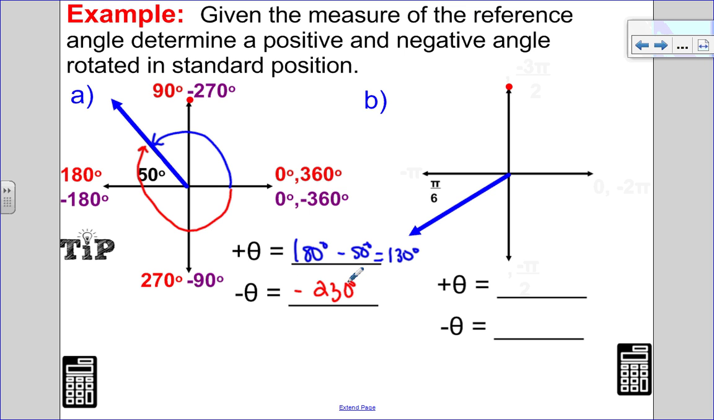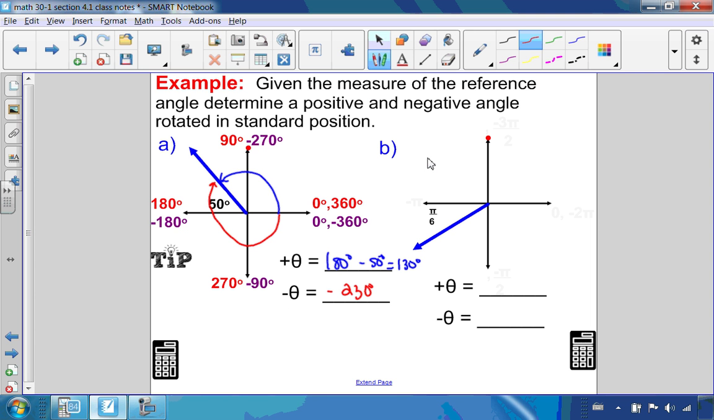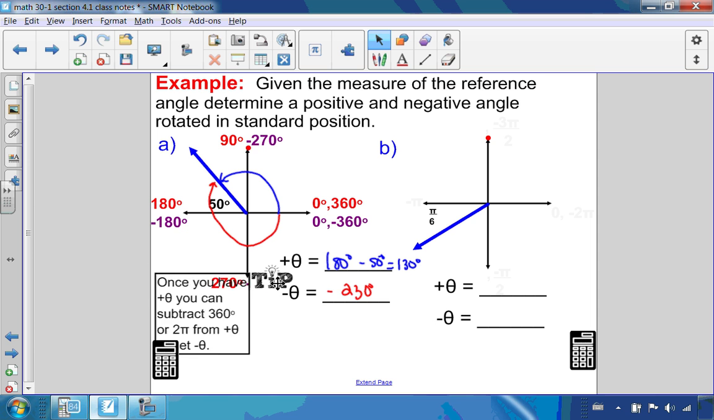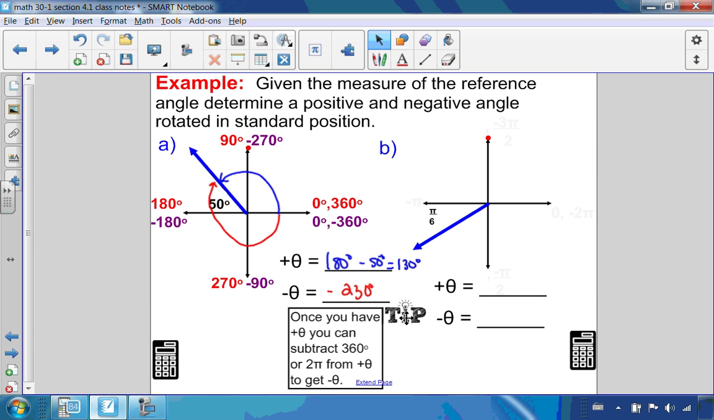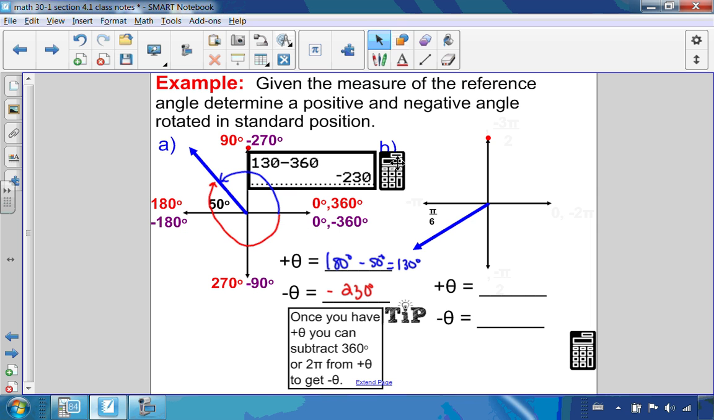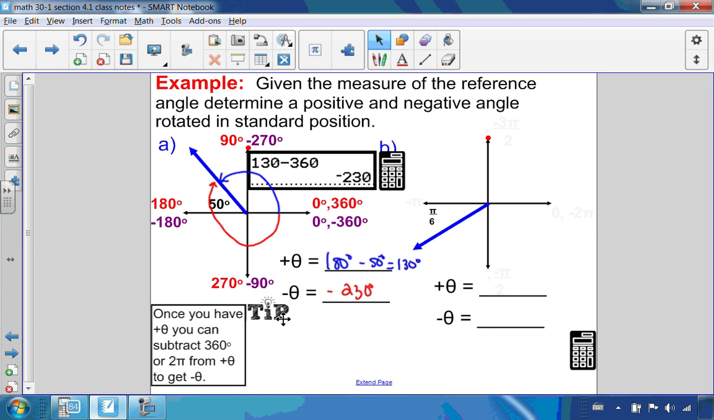So you can count in negatives, or I have a little tip for you with this. Instead of counting in the negative direction, what I can do is once I have a positive angle, I just subtract 360 or 2 pi to get my negative angle. So I already know it's negative 230, but look, I can take my positive angle of 130 and subtract 360, and I also get negative 230. I'll just put that up there. Okay, so two different ways you can do it: counting the negative angle yourself, or using coterminal angles to kind of help you out.